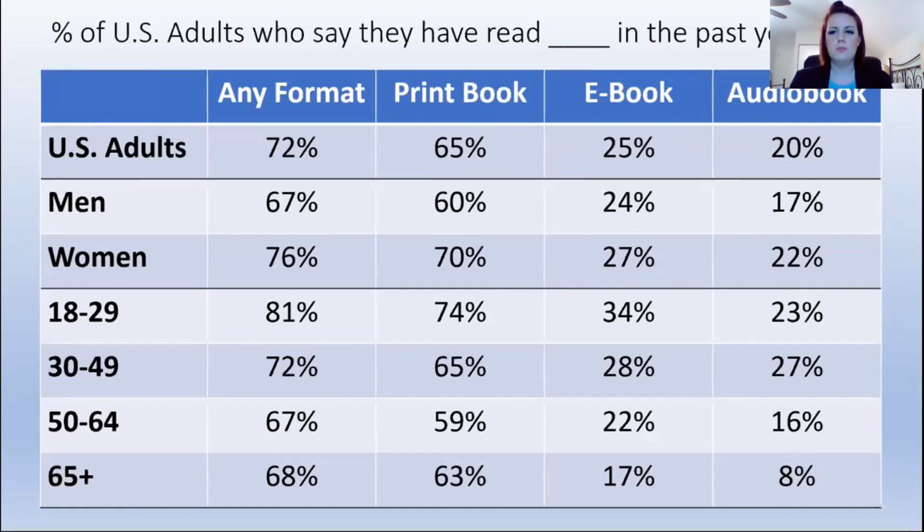So numbers on a slide are a lot like words. They add a lot of visual clutter. And my guess is that as soon as I put this up here, most of you started looking at the numbers and trying to read them and digest and compare, you know, oh, 72% of US adults had read any format, but only 65% of those were a print book, and you're trying to figure out what's going on in this table.